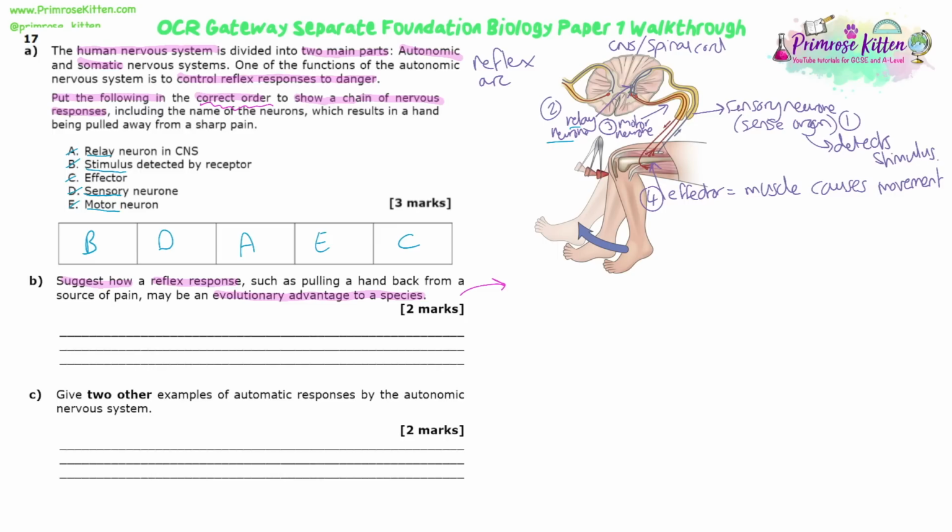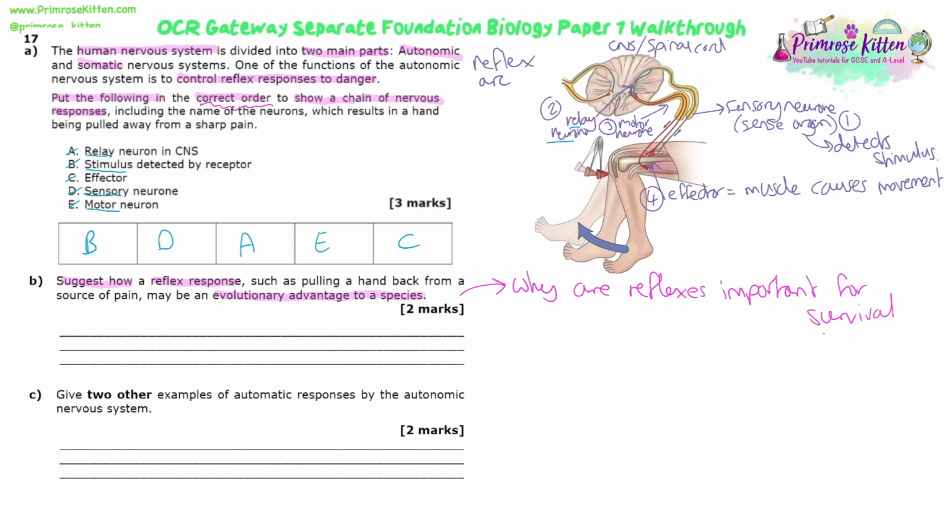Suggest how a reflex response, such as pulling a hand back from a source of pain, might be an evolutionary advantage to a species. So why are reflexes or reflex actions important for survival? Because an evolutionary advantage allows you to survive and therefore reproduce.